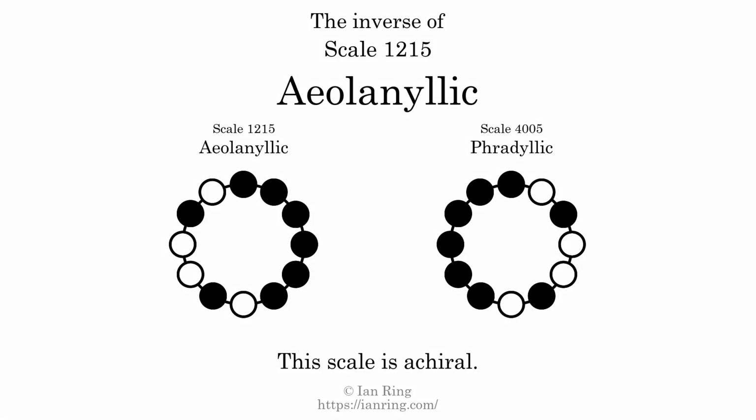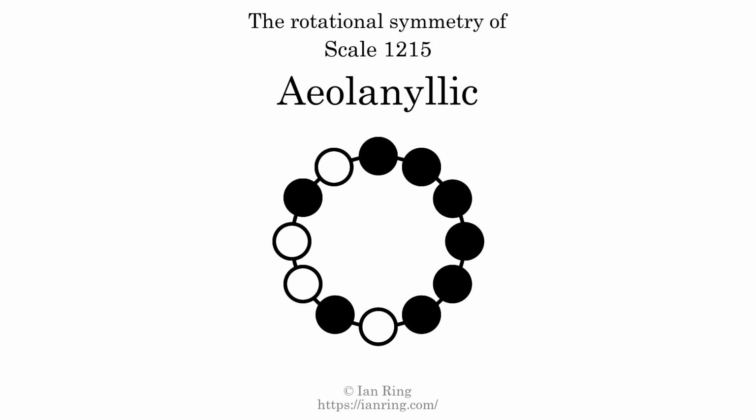The inverse of a scale is a mirror image. It is what you get when the sequence of intervals is reversed. The inverse of this scale is scale 4005, also known as Friedelic. This scale is achiral, since it can transform into its own reflection by a rotational transformation. This scale has no rotational symmetry.